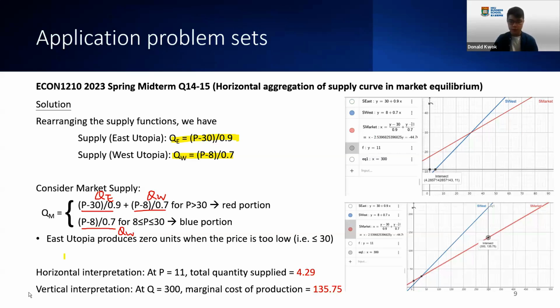Referring to the GeoGebra screenshot here, you can understand the shape of the market supply curve better. When the price is high, we take the combined expression, the red portion. When the price is low, between 8 and 30, we take the individual supply curve of West Utopia as the market supply curve. So the yellow highlighted part would be the market supply curve in this case. It is kinked.